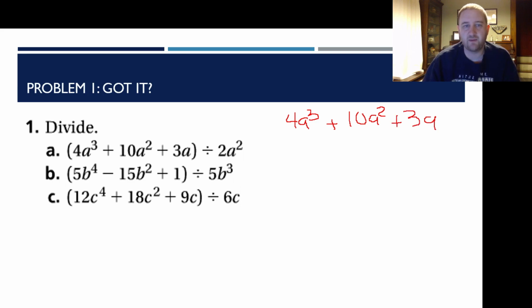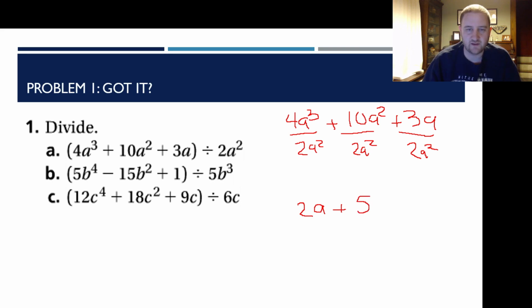And since it's divided by 2a squared, I'm going to divide each one by 2a squared. Okay, so 4a cubed divided by 2a squared. 4 divided by 2 is 2. A cubed divided by a squared is going to be a. So we've got 2a for our first term. Then we've got plus 10 divided by 2 is 5. A squared divided by a squared is 1. So that's just going to be 5. And then last we've got 3 divided by 2, which is just 3 over 2.